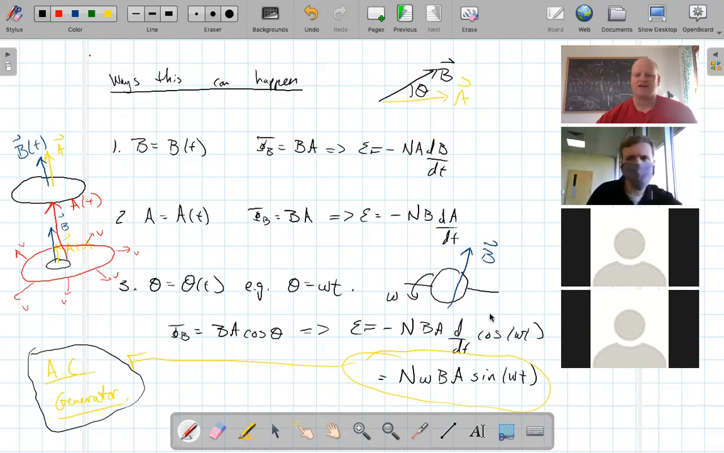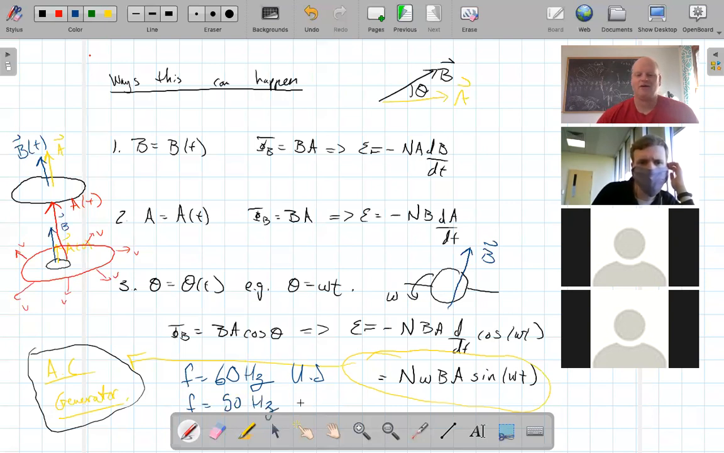So your AC generator is simply a coil in an external magnetic field, which is rotating about with a constant angular velocity omega. In the US, for example, we use a frequency of about 60 hertz for this to rotate about. And in other places, such as Europe, they actually use 50 hertz. So the power which comes out of your house, for example, is an oscillatory AC source at 60 hertz. But if you went to Europe, it would be at 50 hertz.